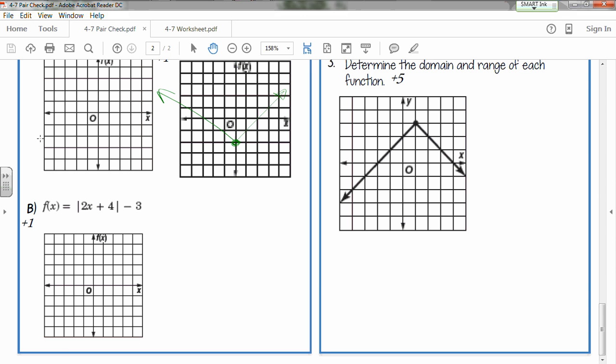What if we're facing down? It'd be all numbers less than whatever the vertex was. Everybody clear on that? Range is my what? My y's. Domain is my x's or my inputs, right? Everybody understand?